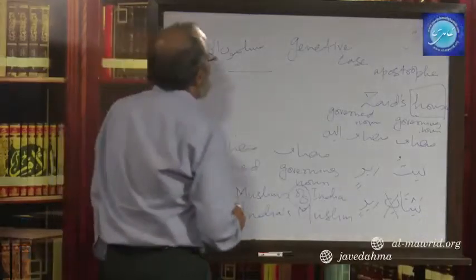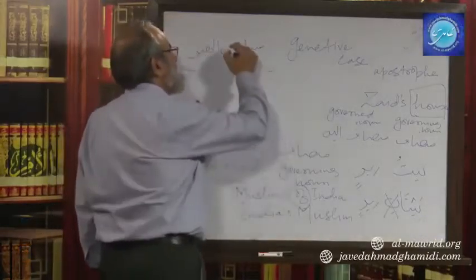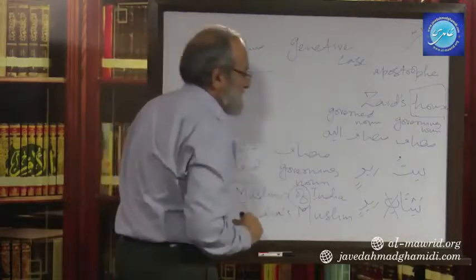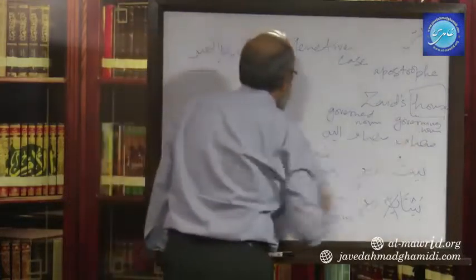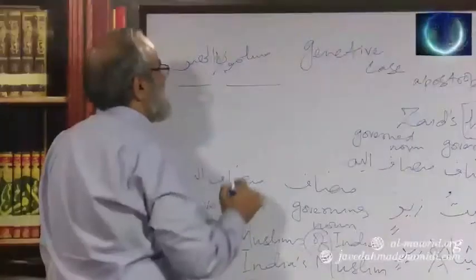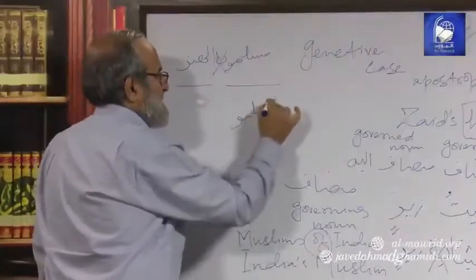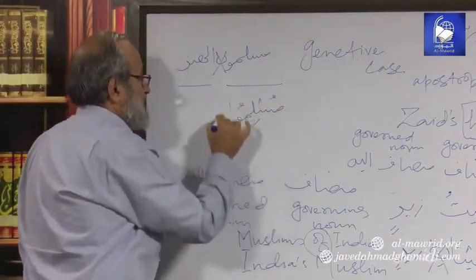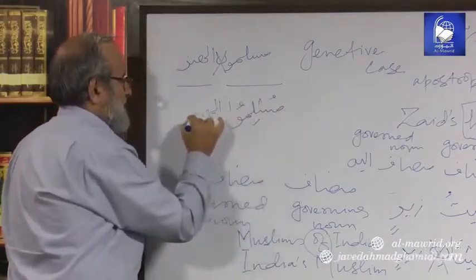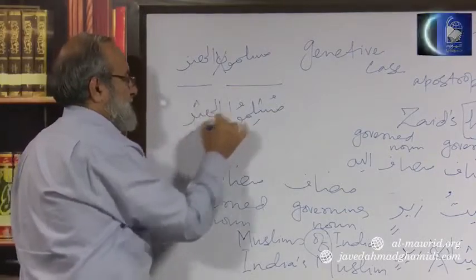So Muslimun al-Hind doesn't make sense because you cannot have the sound of noon in mudaf, in the governing noun. So we drop this noon and we are left with Muslimul al-Hind. You might ask why this alif?